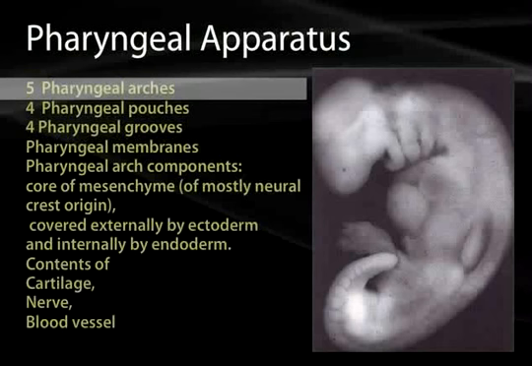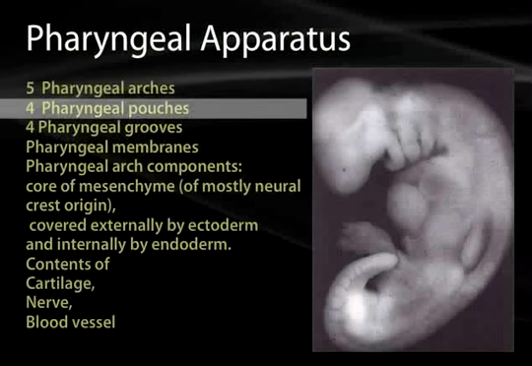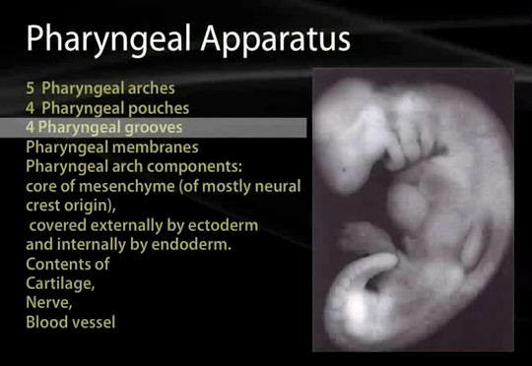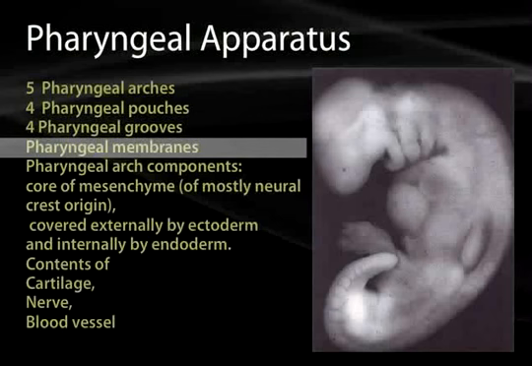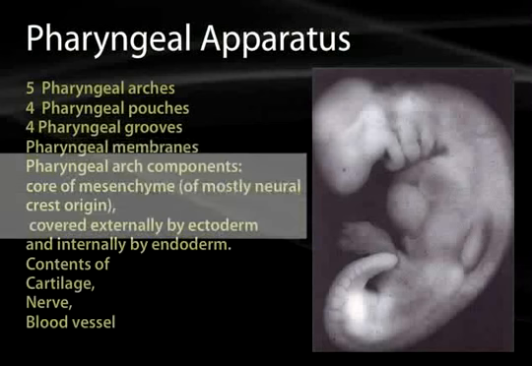The pharyngeal apparatus has 5 pharyngeal arches and 4 pharyngeal pouches. Even though they're numbered 1 through 6, only 5 of them actually will develop. Likewise, there are 4 pharyngeal grooves interspersed between the pouches. The pharyngeal membranes will run between the pouches and grooves and will connect at the same levels as they go on the outside and the inside of those pharyngeal arches.